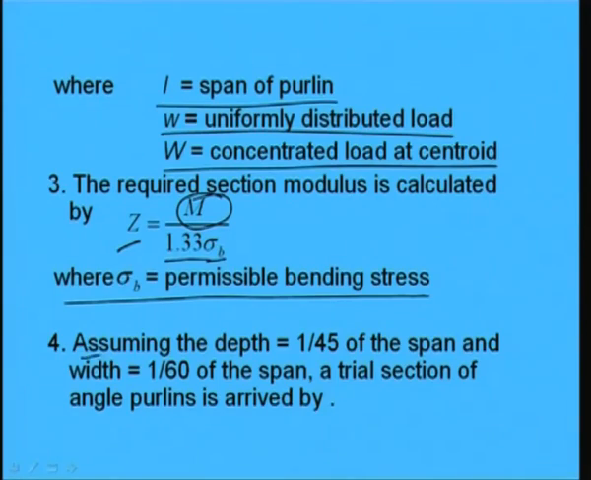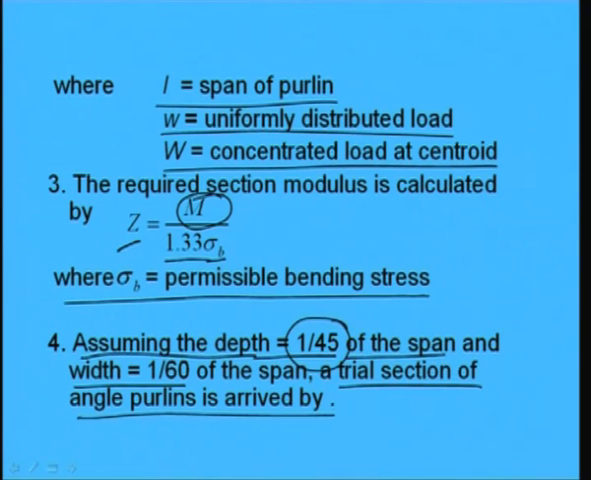Whether we will go for equal or unequal angles depends on the designer's experience and the requirement, right. What is the slope, how it is, on that basis we have to decide, right. Now, assuming the depth as 1/45 of the span and width as 1/60 of the span, a trial section of the angle purlin is arrived at, right. So, how do we arrive at the trial section of angle purlin? We may assume depth approximately as 1/45 and width approximately 1/60 of the span, right.